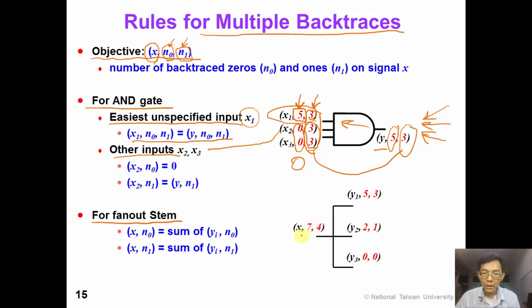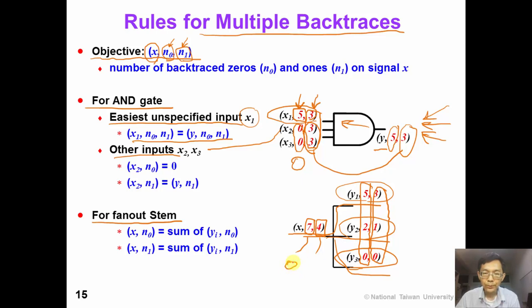For a fan-out stem, let's say this fan-out has 3 branches, and their N0 values and N1 values are shown in this figure. Then, the value of fan-out stem X is the summation of the corresponding N values of the branches. For example, N0 of X is equal to the summation of N0 of Y's, and the N1 of X is equal to the summation of N1 of Y's. This is something like counting the votes. If there are more zeros than ones, then we would consider assigning this fan-out stem to 0 first.